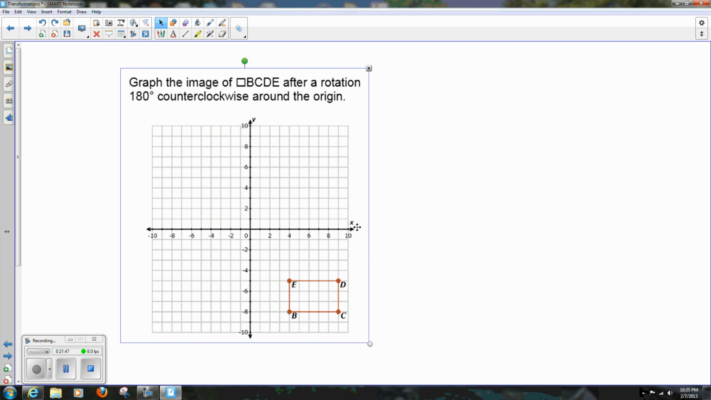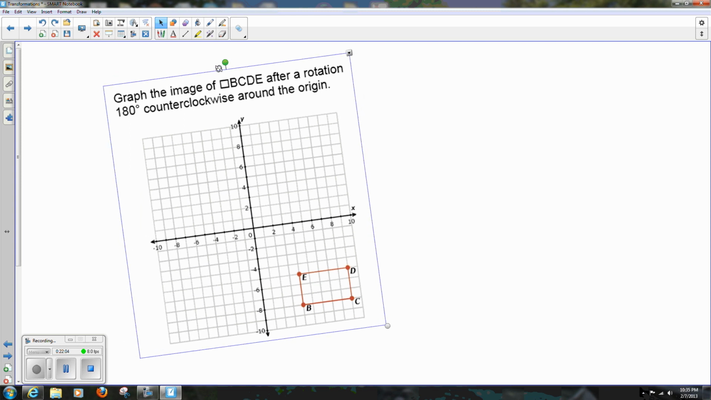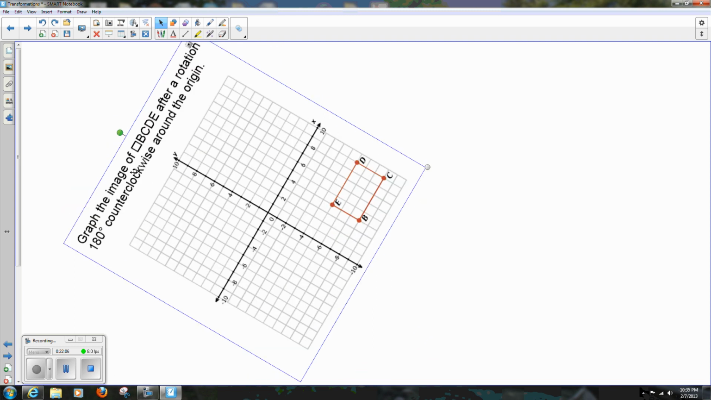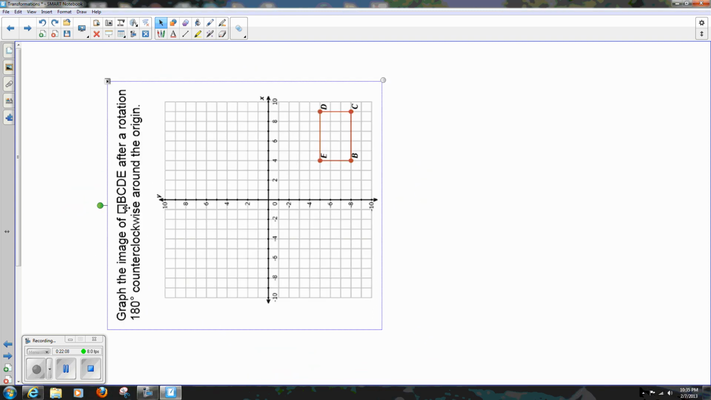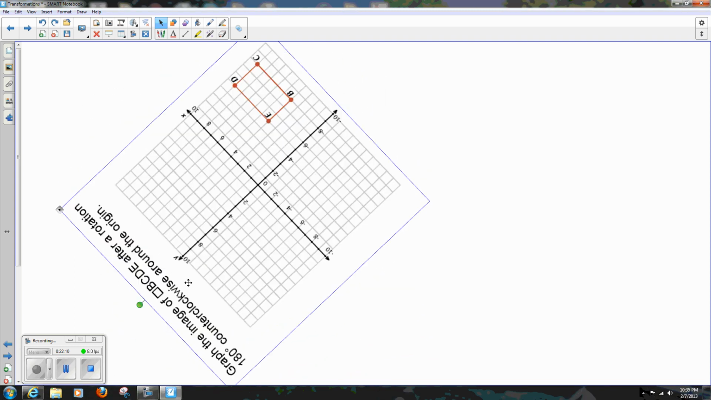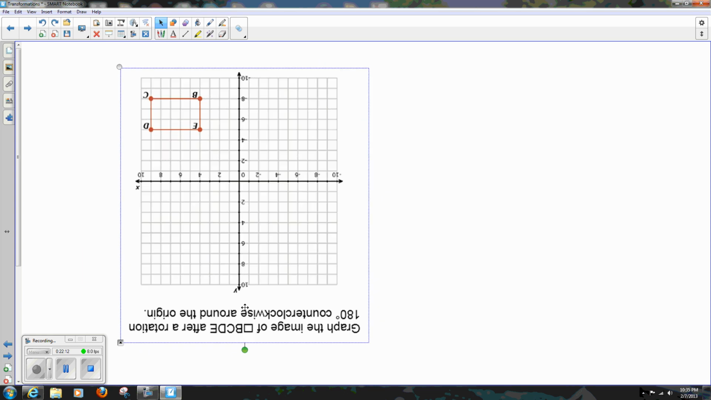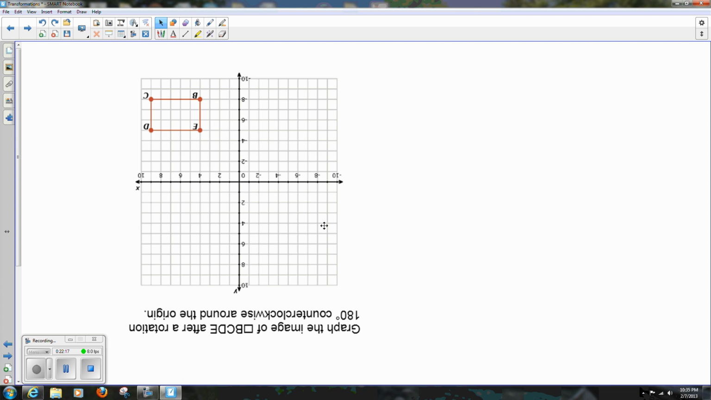Here's another way that you could do this exact same problem. See how we have B, C, D, and E? They've asked us to do a 180-degree counterclockwise rotation around the origin. So if you can take your paper, take your whole paper, and rotate it 180 degrees counterclockwise. So there's one 90-degree turn, and there's my second 90-degree turn right there. Okay, so now your paper is actually upside down.